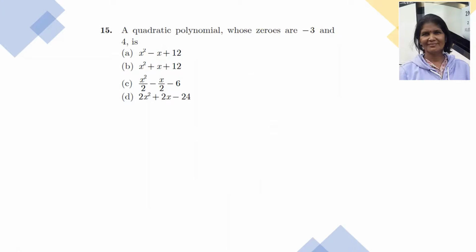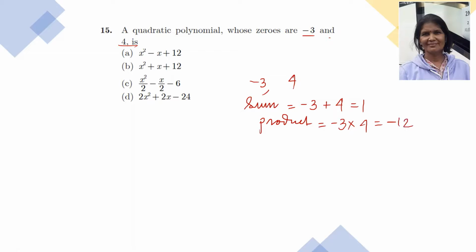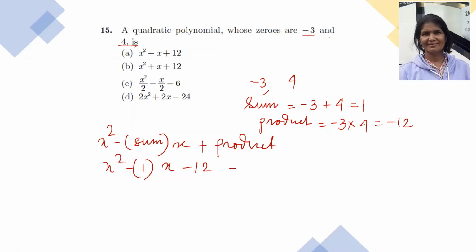Question number 15. A quadratic polynomial whose zeros are minus 3 and 4 will be what? So zeros are minus 3 and 4. We know that we first find the sum of the zeros. Minus 3 plus 4 is equal to 1. Then we get product of zeros is equal to minus 3 into 4. That will be minus 12. Then we get the equation x square minus sum x plus product. So put in the value: x square minus sum, which is 1, into x, product is minus 12. So this will be x square minus x minus 12.